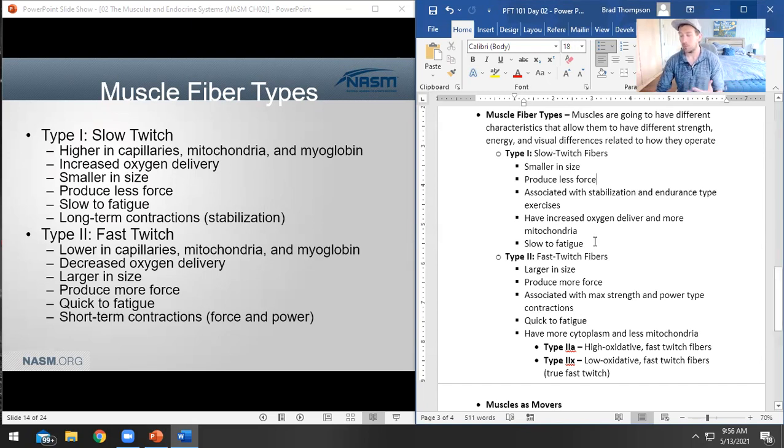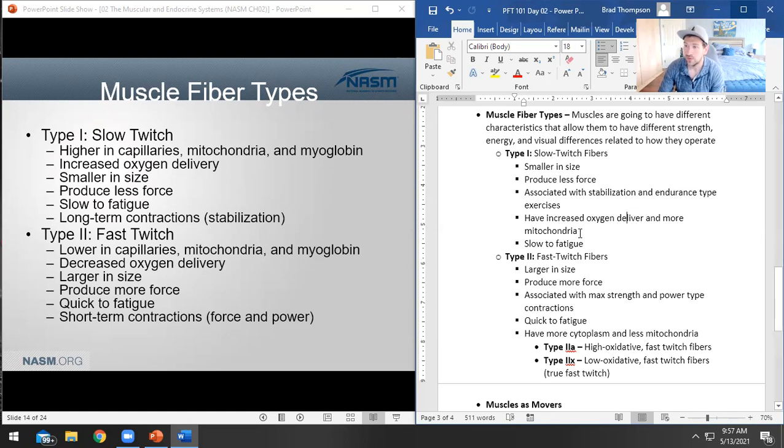So that's why type 1 fibers absolutely can experience hypertrophic growth. They can absolutely experience myofibrillar growth and get stronger, but they are definitely our muscle fibers that are much more associated with stabilization and endurance type activities. Your core is very much type 1 muscle fibers. Your soleus is walking you around all day, getting your 10,000 steps in. That's very much a slow twitch endurance type fiber.